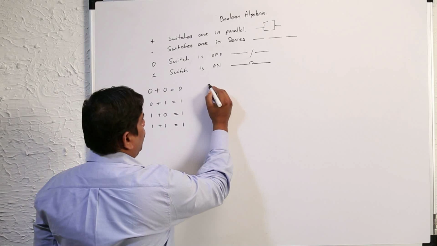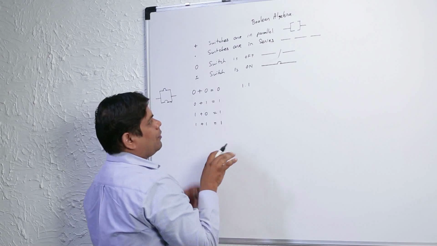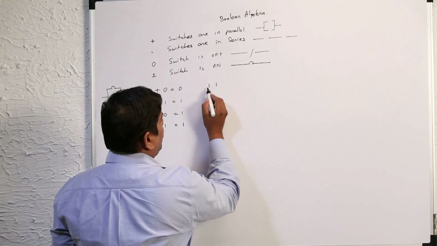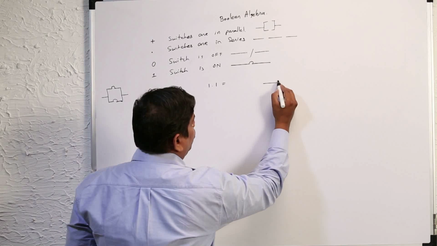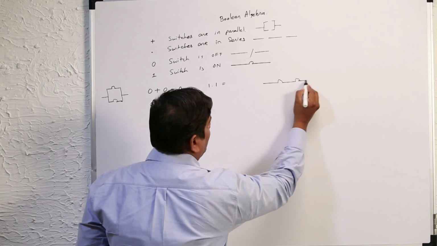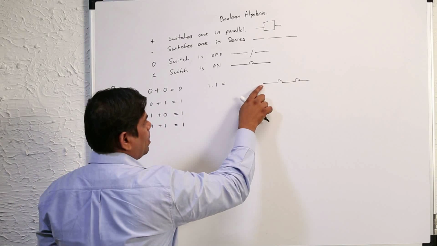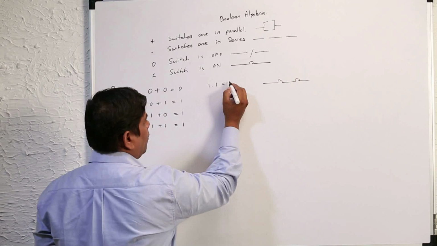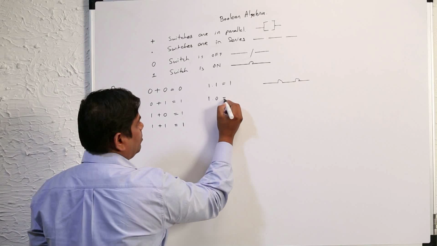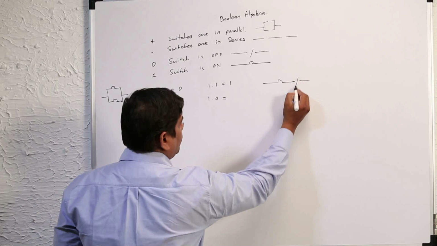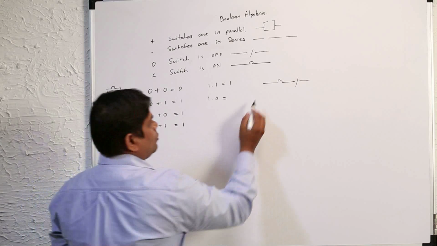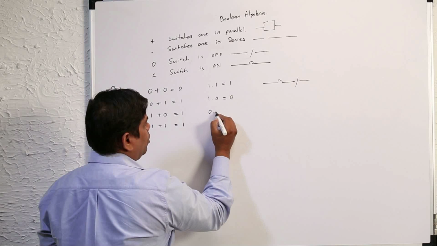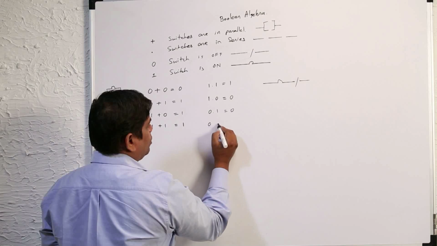Let us see what happens to 1 dot 1. Now here dot means switches are in series. Okay, so we have on switch connected to another on switch, and let us see the current. If you supply current here, will it reach here? Yes, it's going to reach there. So together 1 dot 1 is going to be 1 itself. 1 dot 0 is going to be, now see. If you supply current here, it's not going to reach here at all. So 1 dot 0 is going to be 0. Similarly, 0 dot 1 is going to be 0, and 0 dot 0 is going to be 0.